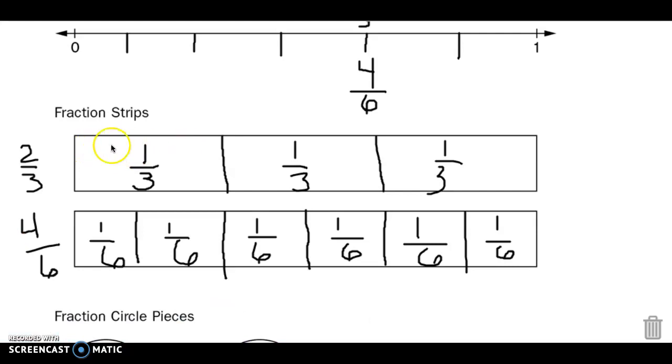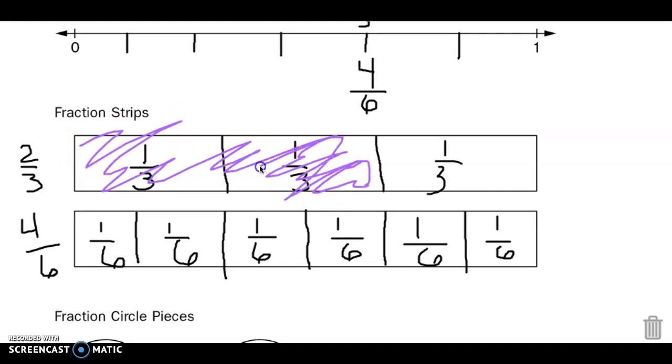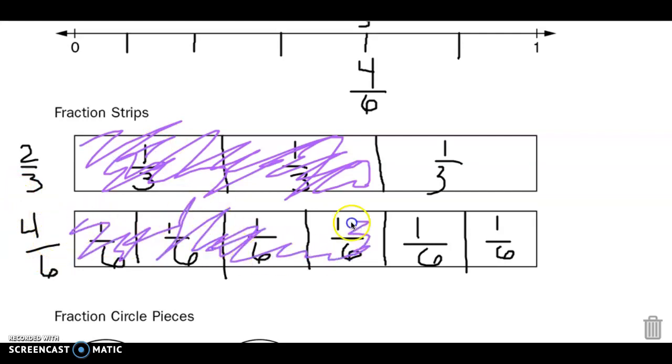I need to color in 2 parts of it. So 1, 2, and you can make yours a little neater. This is what I'm working with. And now I need to color in 4 parts. So 1, 2, 3, and 4 out of 6. 4 over 6 parts. 2 over 3.